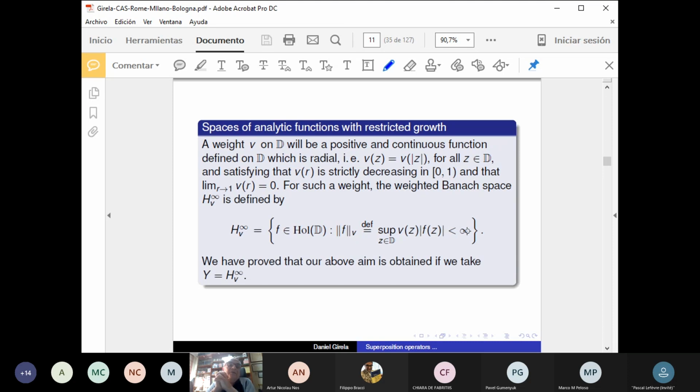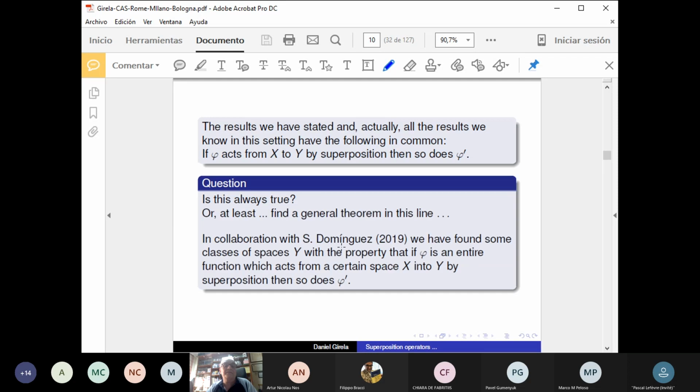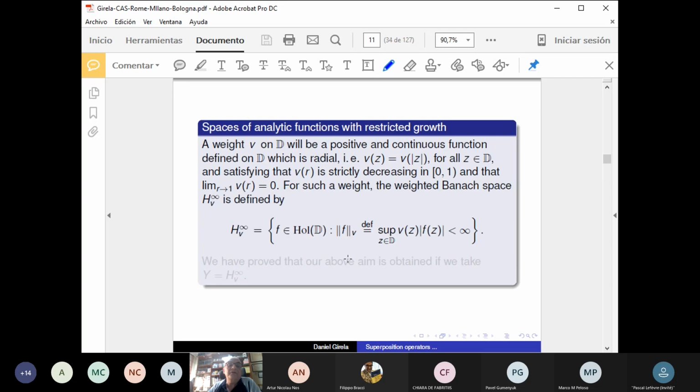And then what we have done is that we have proved, and in fact, I think also Bonet and Bukotic studied superposition operators acting between one space of the type H infinity v1 and another space of the type H infinity v2. But now what we have proved is that if we consider the question that I mentioned in my previous transparency, then we can take Y as this space H infinity v, so that this property is true. So actually what we have proved is the following.